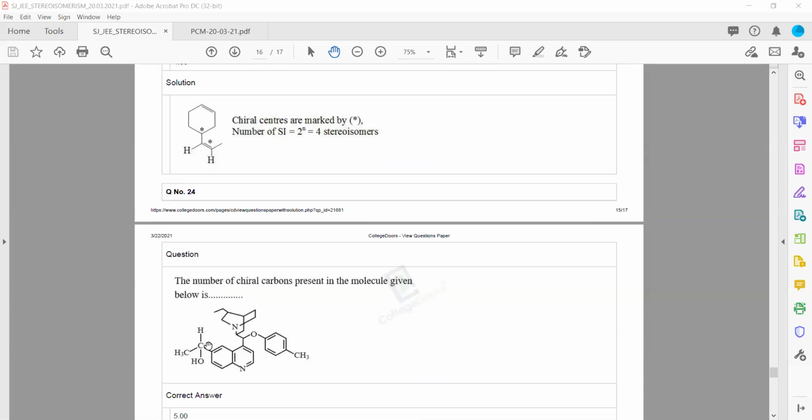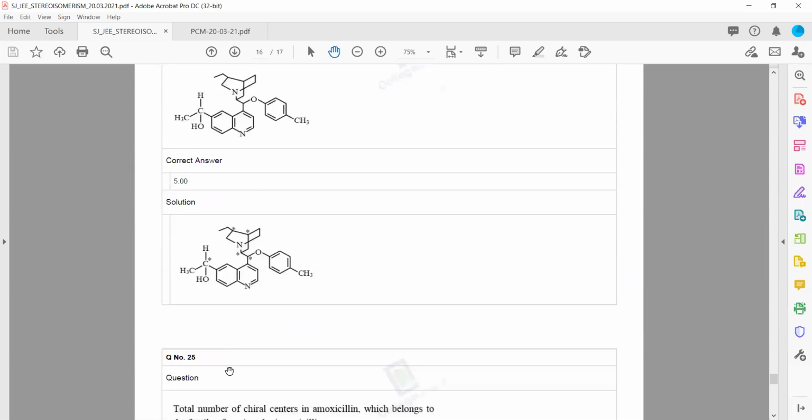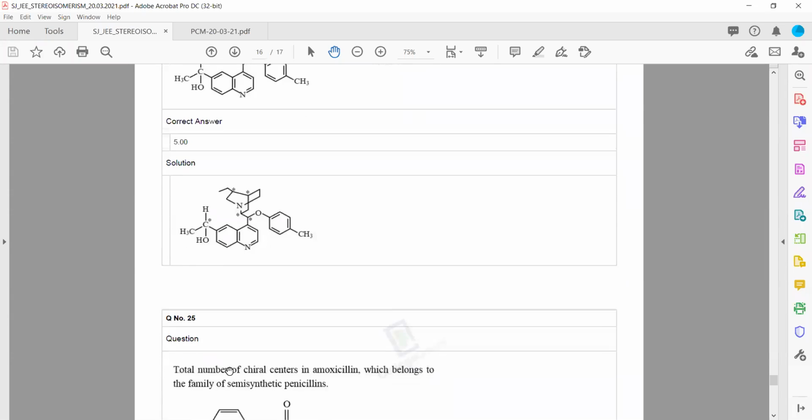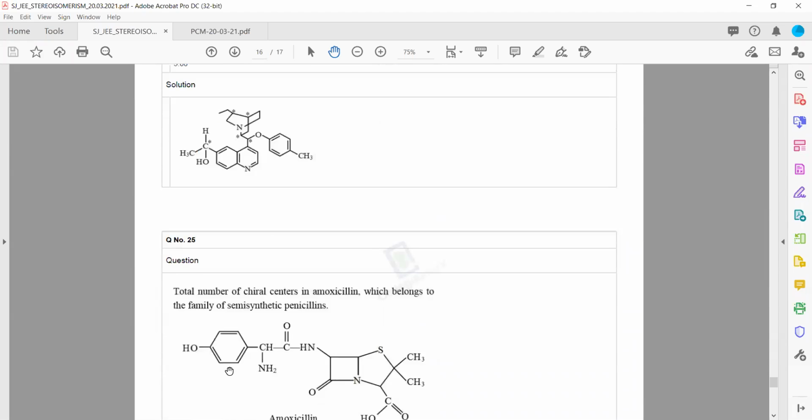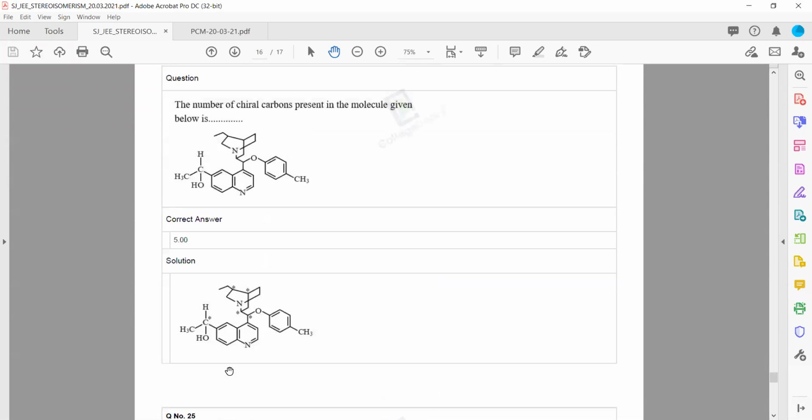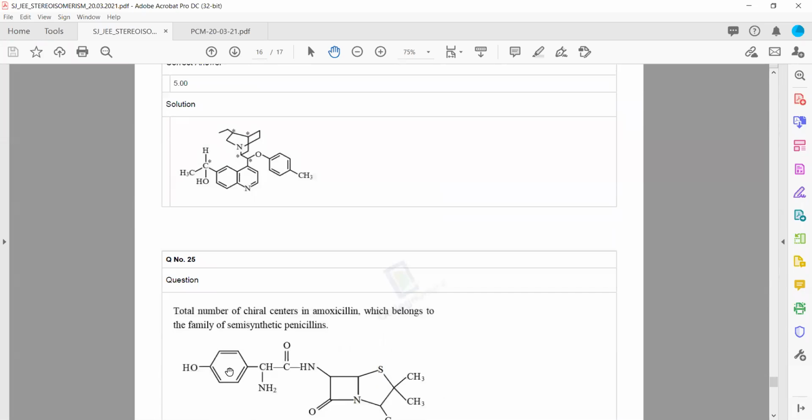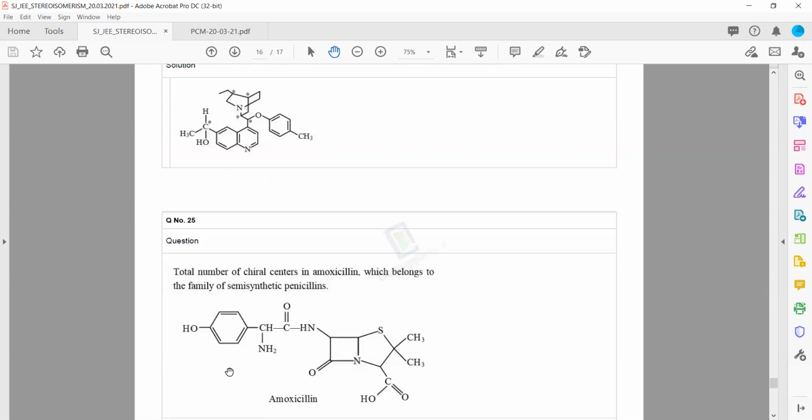Next, I think we had already discussed this. It was a bonus question. How many chiral carbons are present? This is 1, 2, then 3, 4 and 5. I gave this same example in the practice paper, right? Yes or no? Yes, sir. Next, total number of chiral centers in amoxicillin, which belongs to the family of semi-synthetic penicillin, an antibiotic, is.